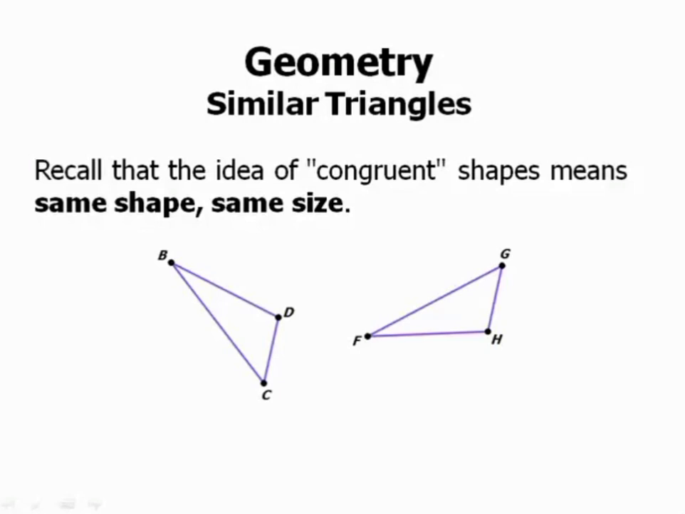They don't have to be in the same orientation. We can flip them around, we can rotate them, but these are essentially the same shape, and so we could pair them up. The corresponding sides have equal length, the corresponding angles are equal. They are exactly the same shape, just in different orientations.